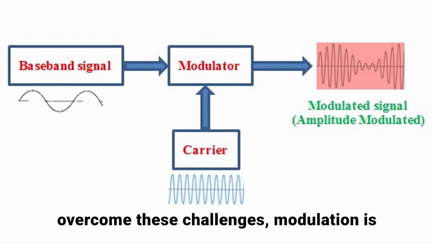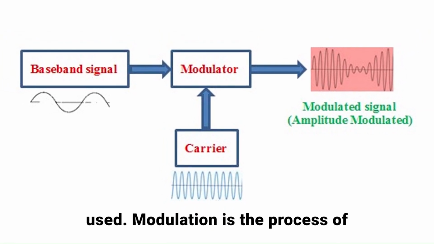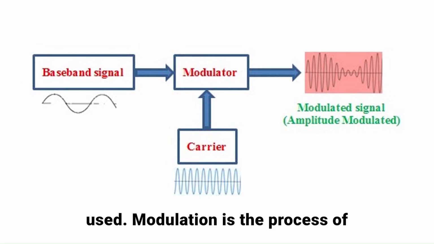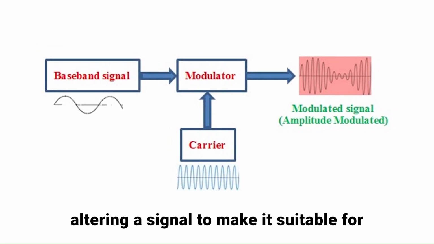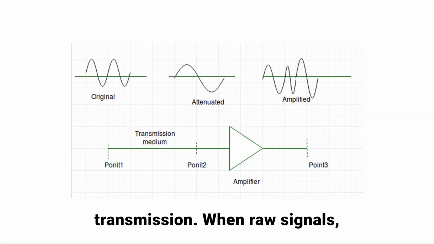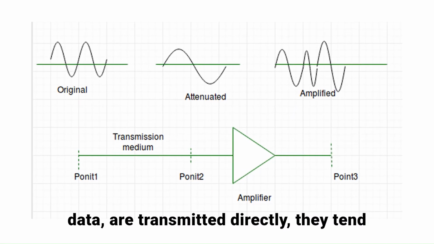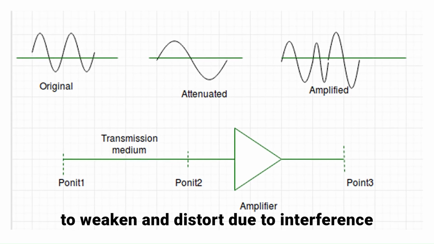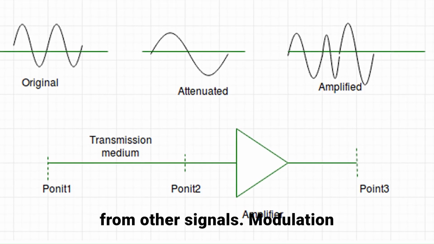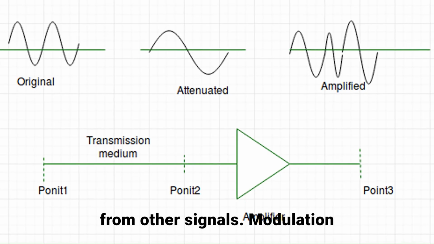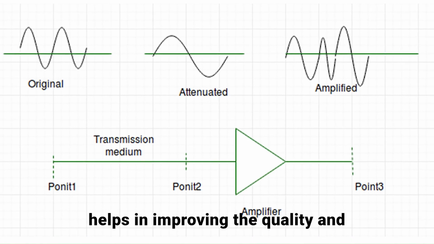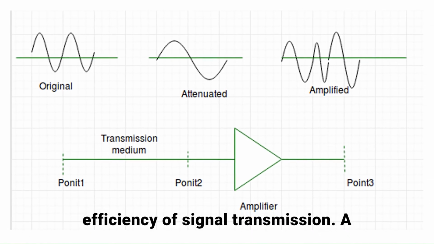To overcome these challenges, modulation is used. Modulation is the process of altering a signal to make it suitable for transmission. When raw signals, such as a person's voice or a piece of data, are transmitted directly, they tend to weaken and distort due to interference from other signals. Modulation helps in improving the quality and efficiency of signal transmission.